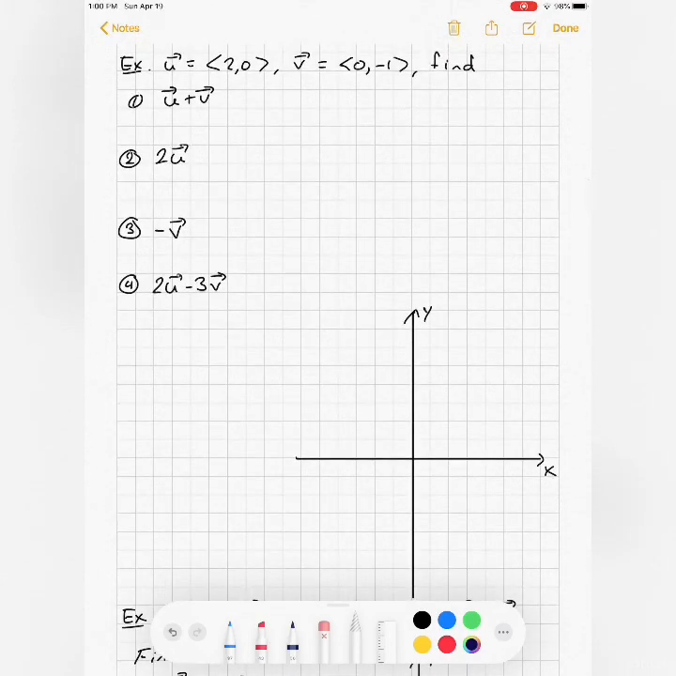So let's see, the vector u says go right 2 and up 0. So there's one representation of the vector u. The vector v says go down 1. So the simplest representation of the vector v would be like so.